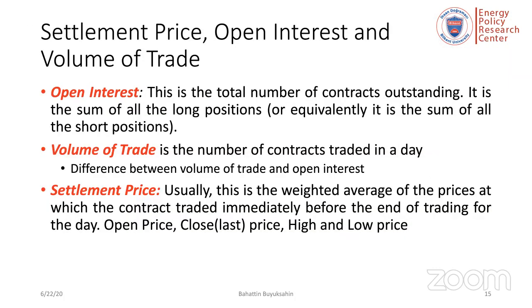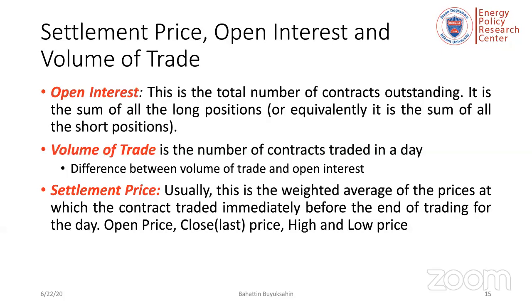So let's look at some definitions: settlement price, open interest, and volume of trade. Volume in the futures market represents the total amount of trading activity, or contracts that have changed hands in a given commodity market for a single trading day. On the other hand, open interest is the total number of contracts outstanding that are held by participants at the end of each day. A contract is created by a seller and a buyer of the contract.